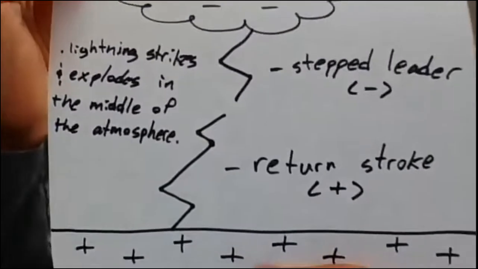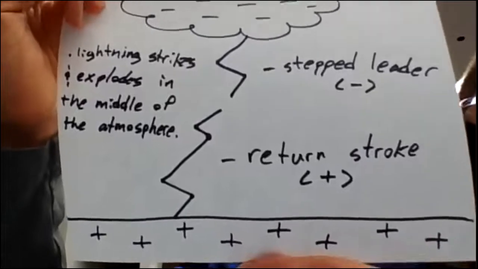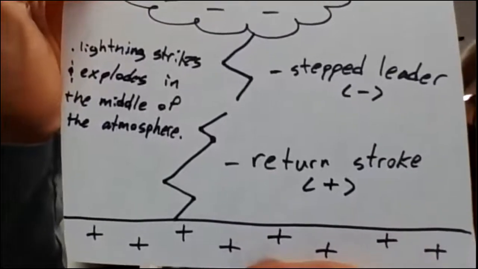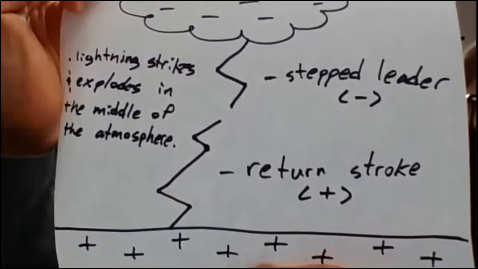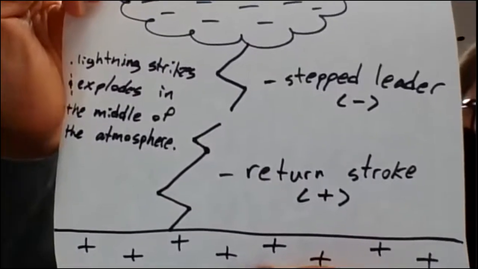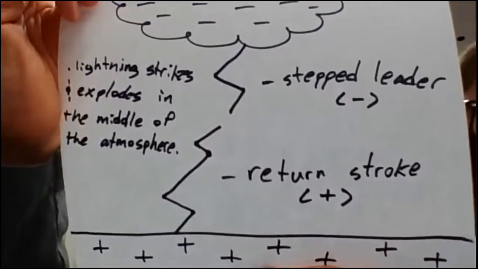What I want you to do is once you've made your two lightning bolts, you need to label the top one step leader. That's going to be a negative charge bolt. And the bottom one will be called the return stroke. Bottom one, return stroke. Again, that's the return, and that's positively charged.